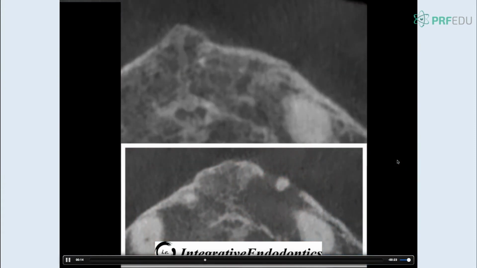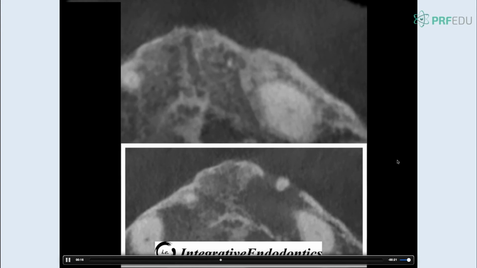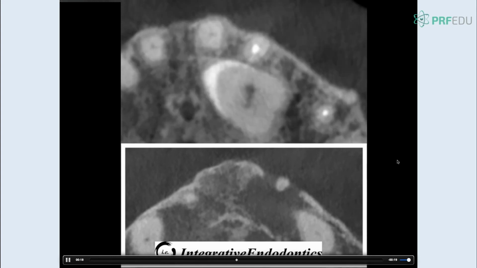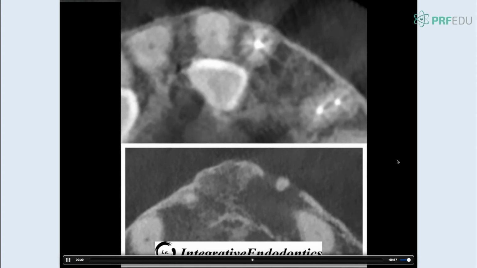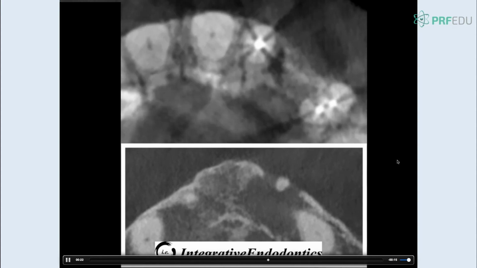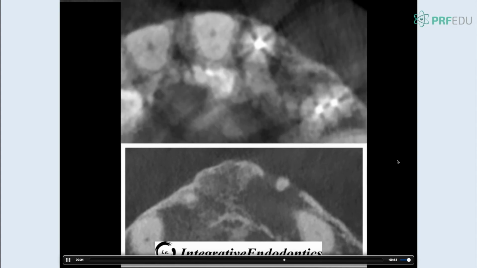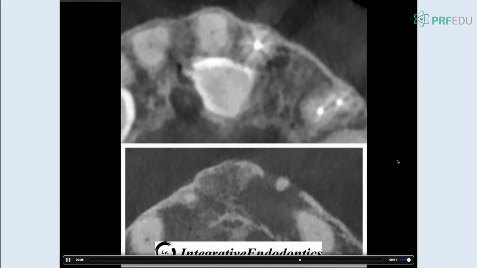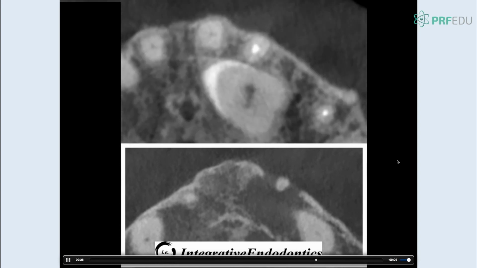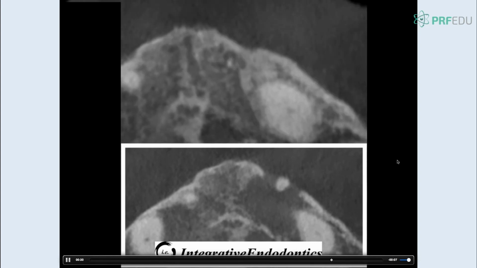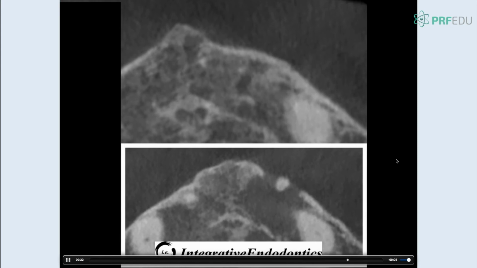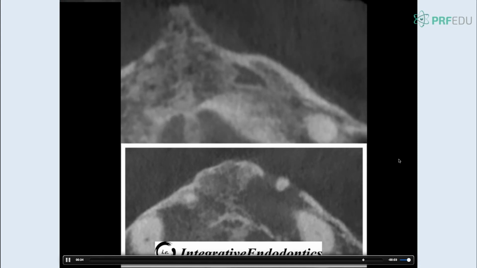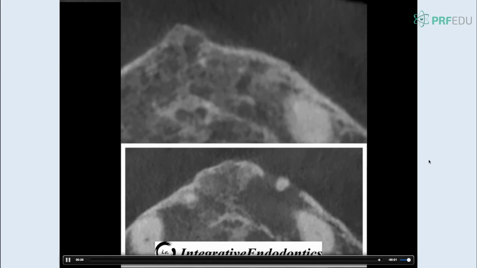After 9 months, the patient returned for a recall appointment, and a limited CT scan was taken to evaluate the healing response. At the bottom of the screen, you see the original CT slice showing the largest extent of the lesion. On the top moving image, you can see the incredible healing.